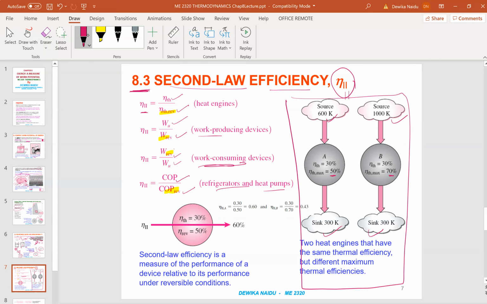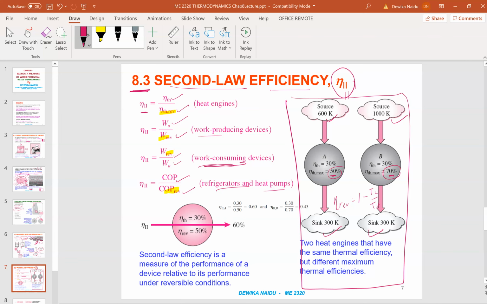From there, this formula would give the reversible efficiency of A: 1 minus TL over TH. And this one would also be 1 minus TL over TH. This is the reversible formula; you remember you have done this before. It is equal to 1 minus TL over TH. From there you can get the values of 50% and 70%. You can just do it by yourself.